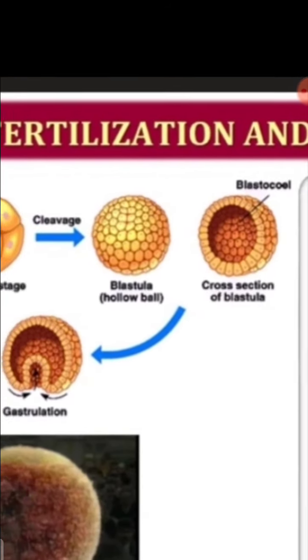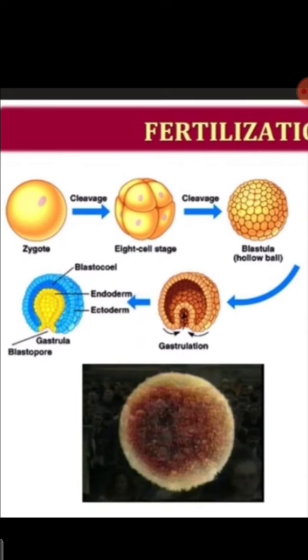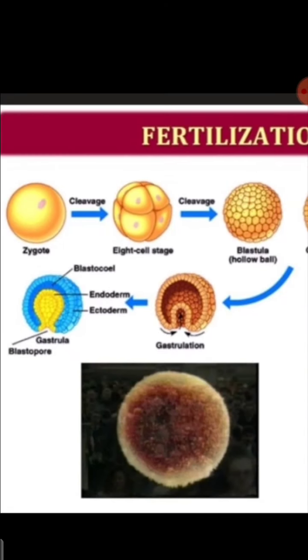So you can see here how the gastrula is formed: ectoderm, endoderm, and mesoderm.